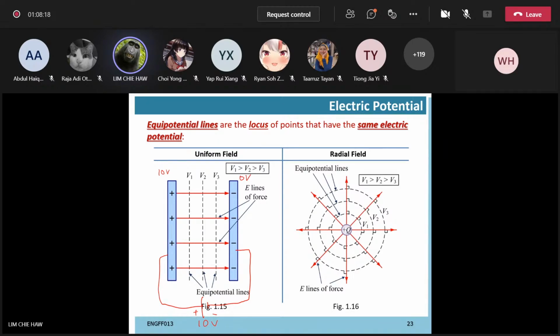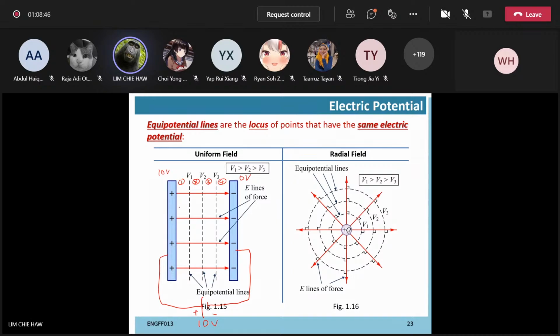Let's say, like what I show you in this figure 1.15 here, I divide the space between the parallel plates into 4 segments. This is segment number 1, number 2, number 3, and number 4. So you have 4 portions here.